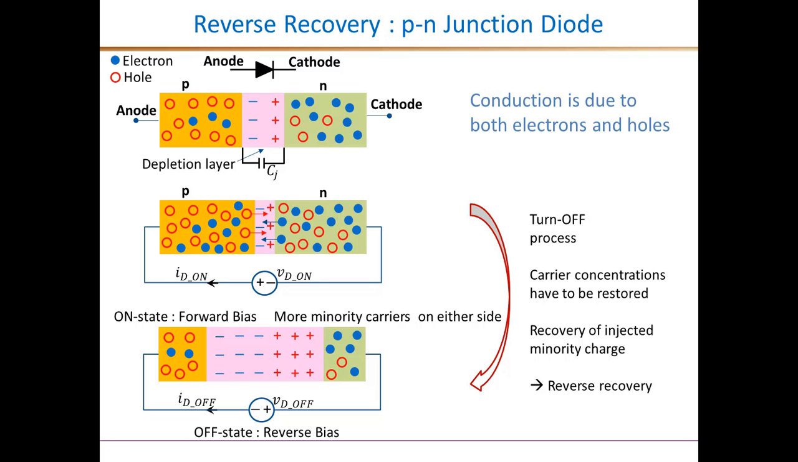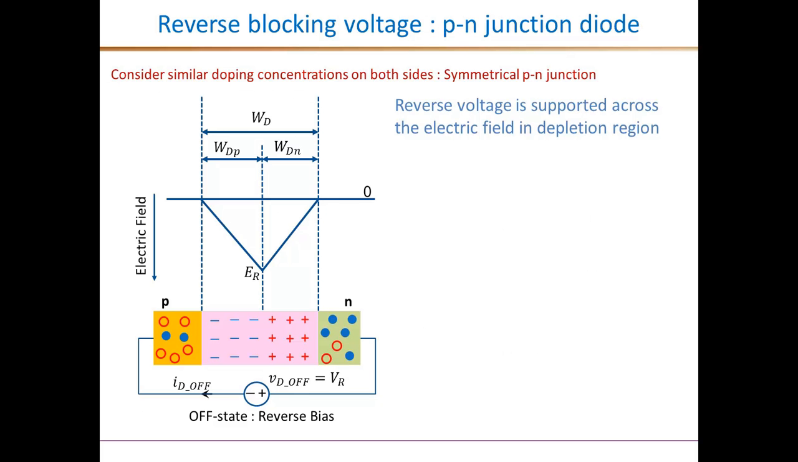The stored minority carrier charge on either side and the time it takes to remove them significantly influence the switching times and therefore the switching losses. Okay, let's analyze the off state of the diode to better understand the reverse blocking voltage capabilities.